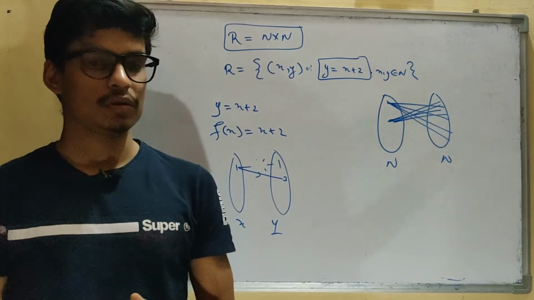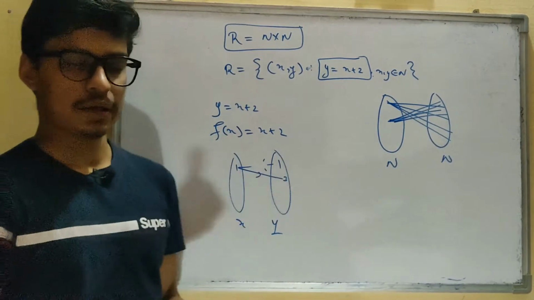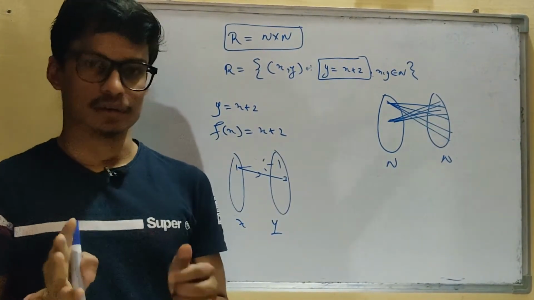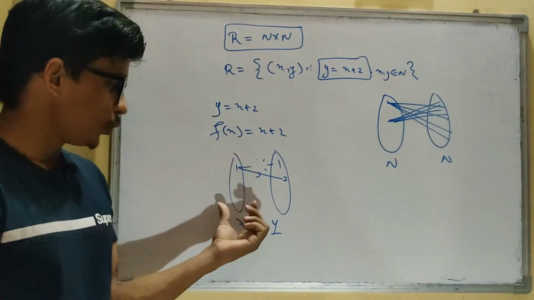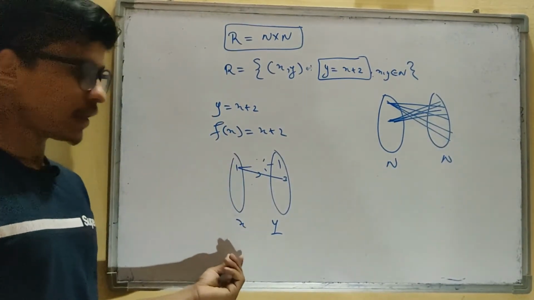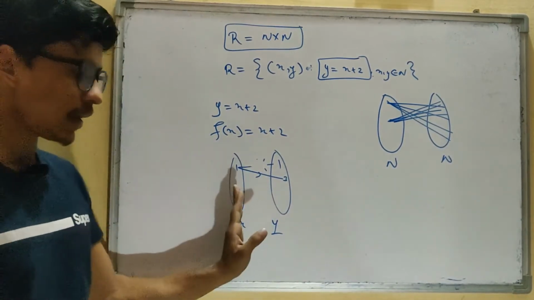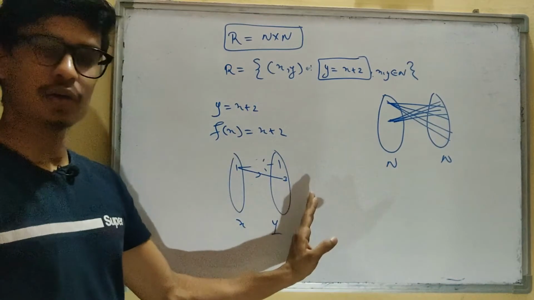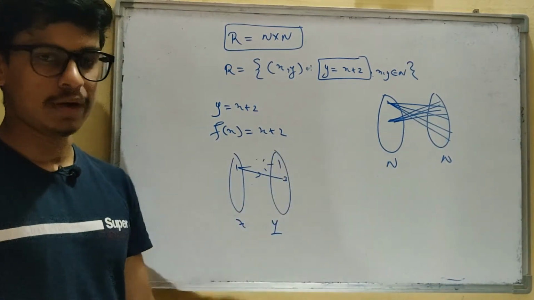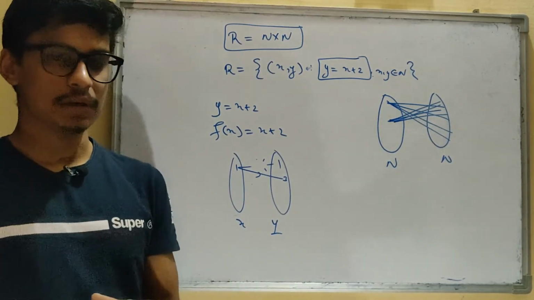You may not know what one-one or onto is, but by the end of this lecture it is going to be very clear. One-one means one entity from this set is related with exactly one. If for one value of x there is only one value of y, then that type of relation is known as one-one.